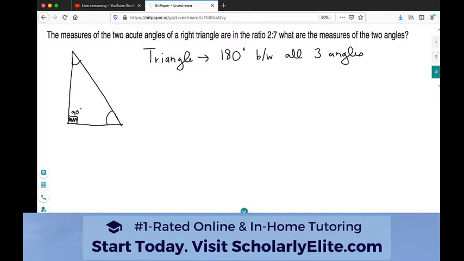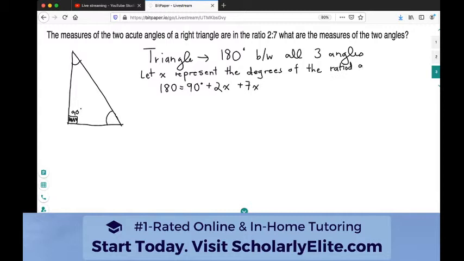So whenever I get a question like this, the first thing I want to say to myself is, okay, well, what do all of the things add up to? So I know that 180 equals, in this case, 90 degrees plus 2 times some degree plus 7 times some degree. And we're going to let x represent the degrees of the ratioed angle.